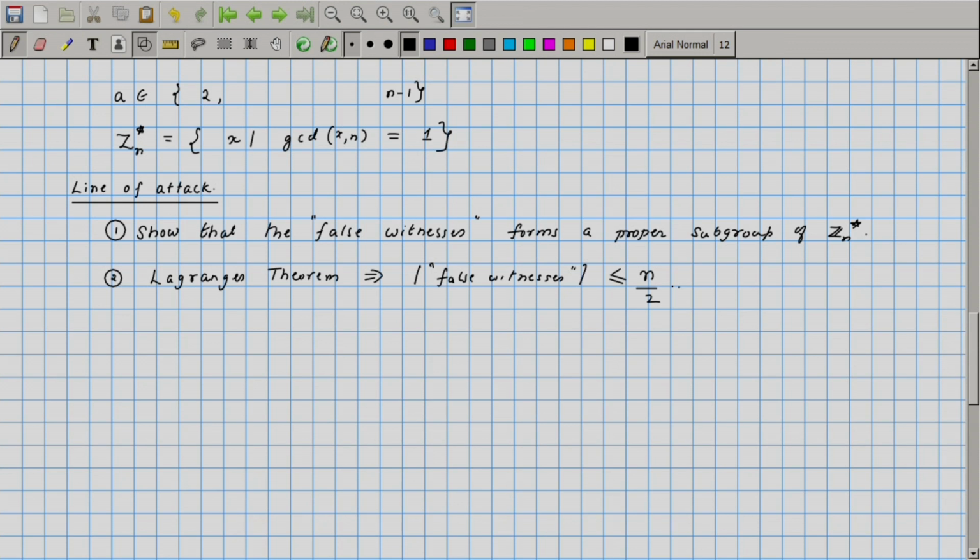Okay. So now how do we show that this collection of false witnesses is a proper subgroup? First we will show that it is a subgroup. So we can write this as two sub goals. 1.1 would be, so let me call this f. So f will be a subgroup of Zn star, and then we will show that f is not equal to Zn star. So that would mean that it is a strict subgroup. So we will exhibit one element which belongs to Zn star, but does not belong to f.